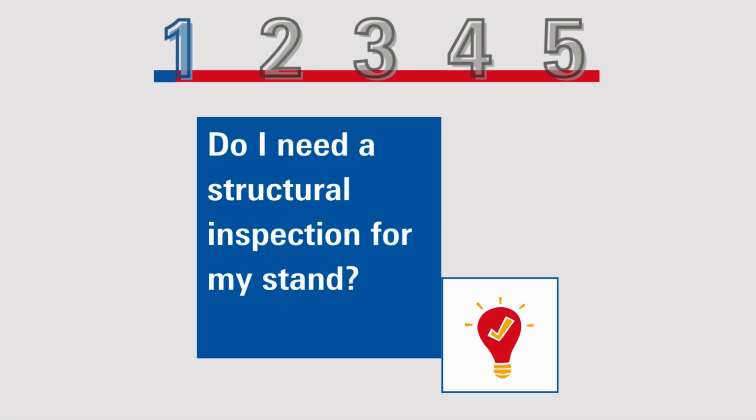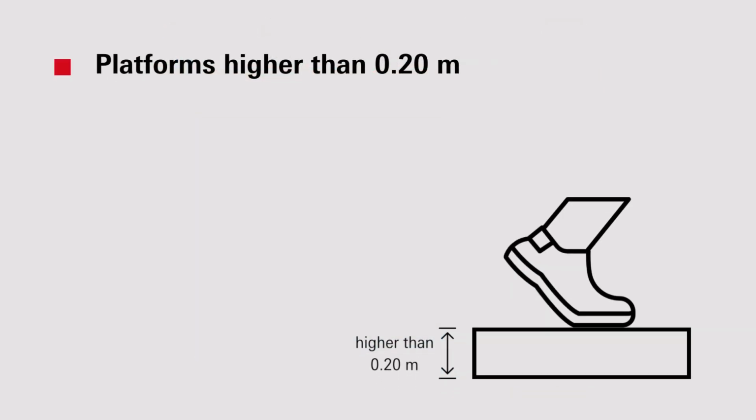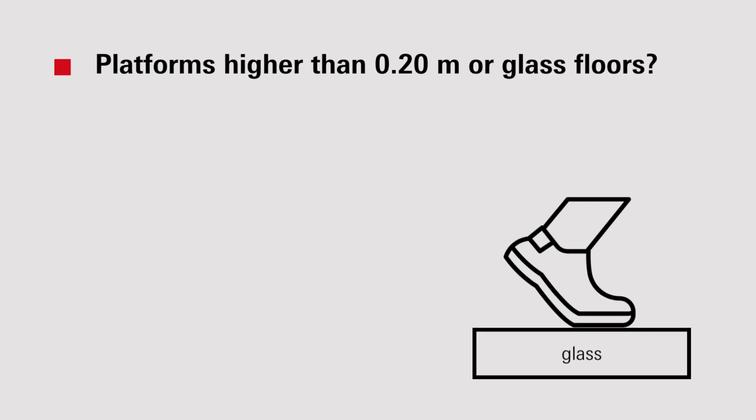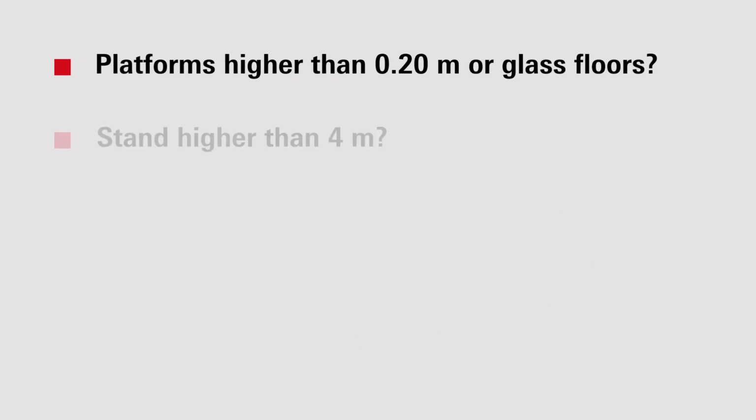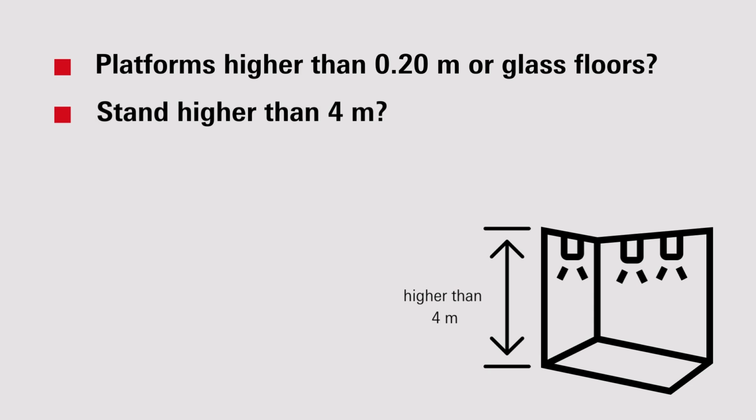Not all stands need to be inspected by a structural engineer. That is why you should begin by answering a few simple questions to see whether or not your stand actually requires a structural inspection. Does my stand have accessible platforms that are over 20 centimeters in height? Are there any accessible glass floors? Is my stand higher than 4 meters? Or is the stand, together with any individual components, over 4 meters in height?